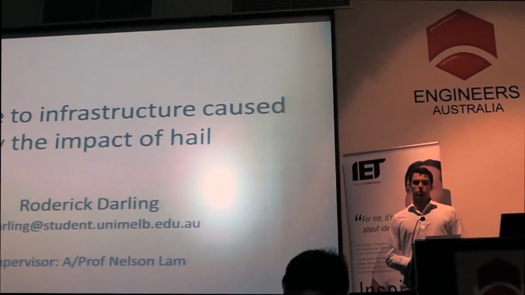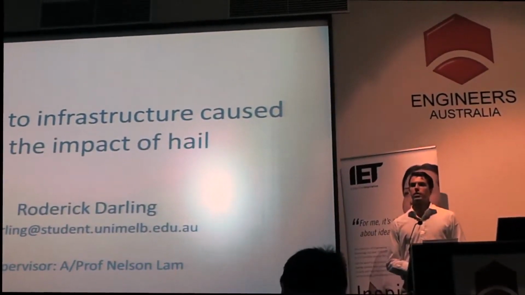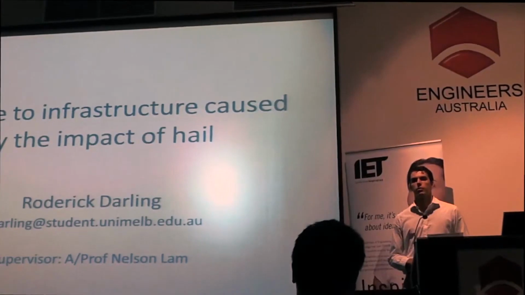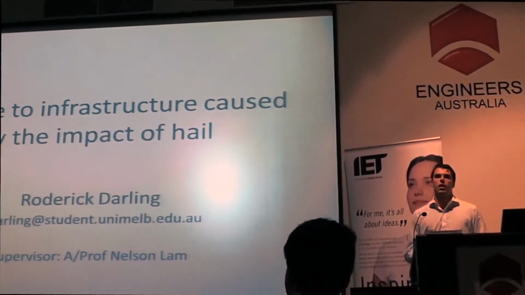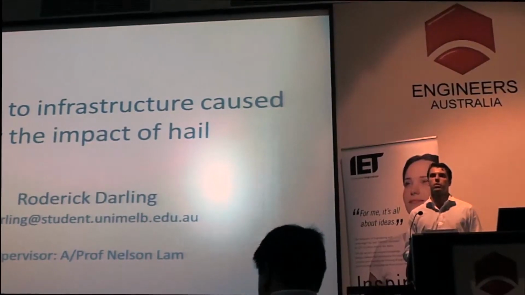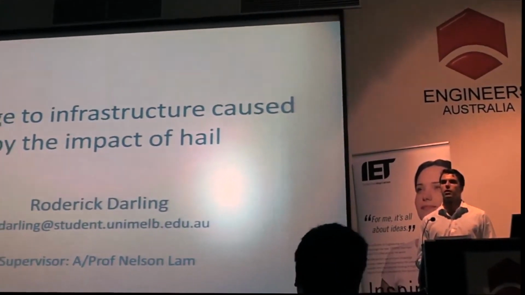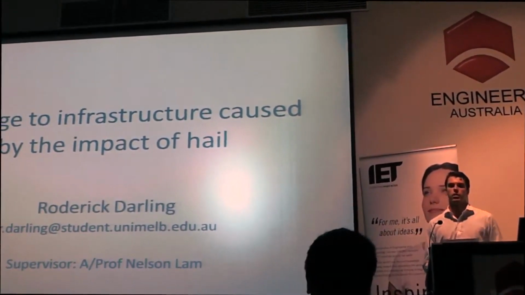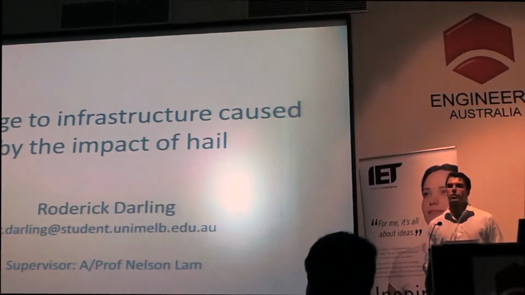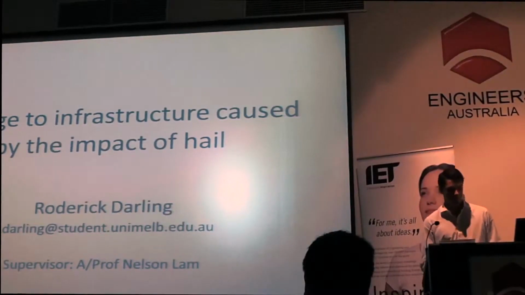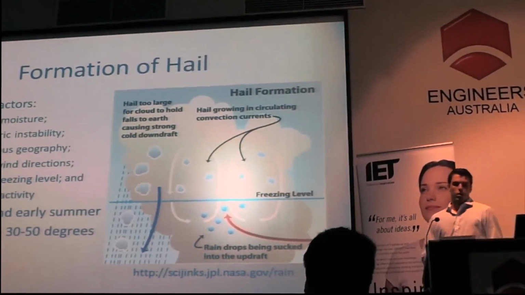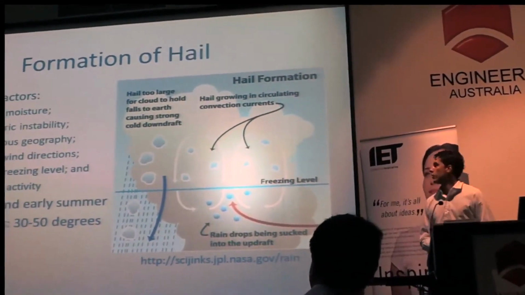Tonight, in the 10 minutes I've got, I'd like to give you a brief overview of how hail is formed. Then I'd like to give some examples of hail damages and run through how the damages occur. And finally, I'll give a very brief overview of the method I developed for designing hail resistance. So, how does hail form?